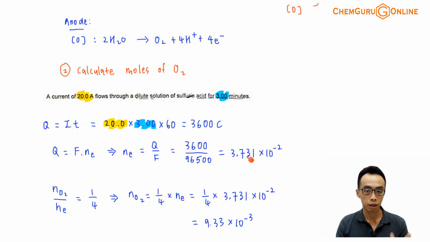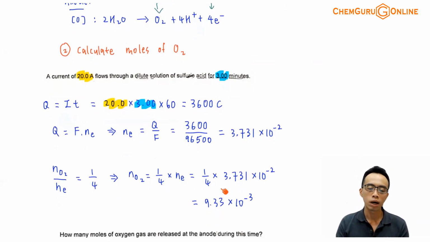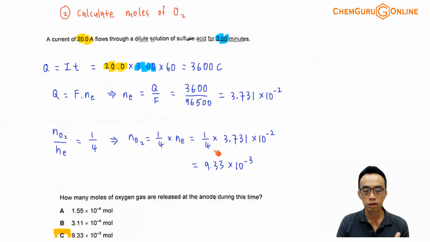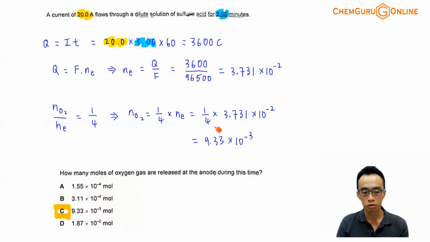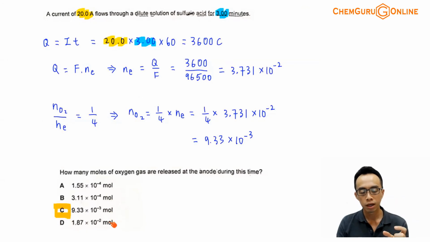Then once I find the number of moles of electrons, I can compare the mole ratio using this half equation, correct? I can compare the mole ratio involving electrons to O2. So the number of moles of O2 to electrons, based on what I have here, is 1:4. So mole of O2 to electron is 1:4. Using the oxidation half equation, I can find the number of moles of O2, 1/4 times moles of electrons. I just sub this value in, and I'll get my answer 9.33 times 10 to the power of minus 3. So once we have calculated this, 9.33 times 10 to the power of minus 3, I can run through my options A, B, C, D. The answer to this exercise obviously will be option C.